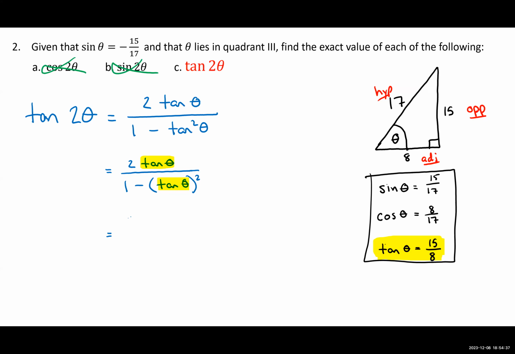Right, so that'd be 2 times 15 over 8 on top, and we've got 1 minus tangent of theta squared, so 15 over 8 squared. All right, so let's see. On top, we've got 2 times 15 over 8, that's 30 over 8, or 15 over 4.